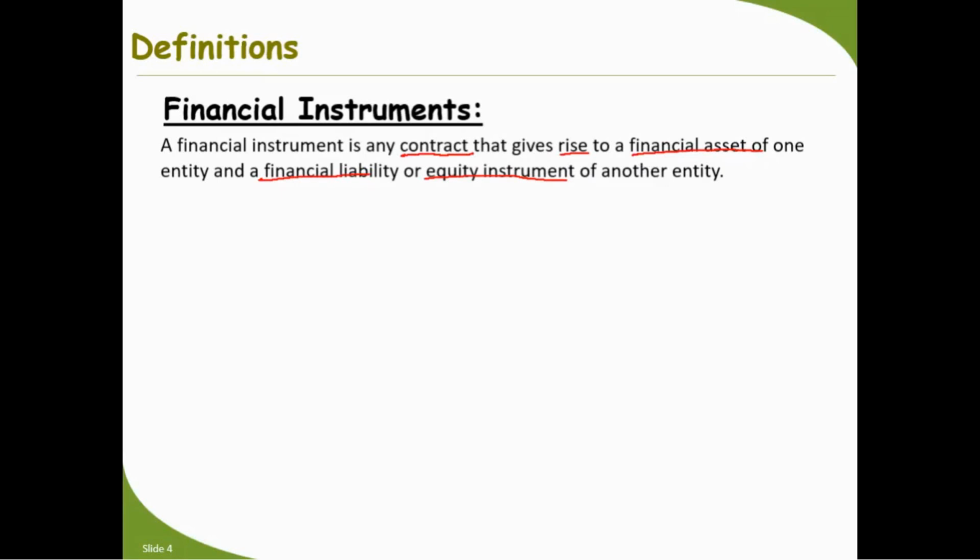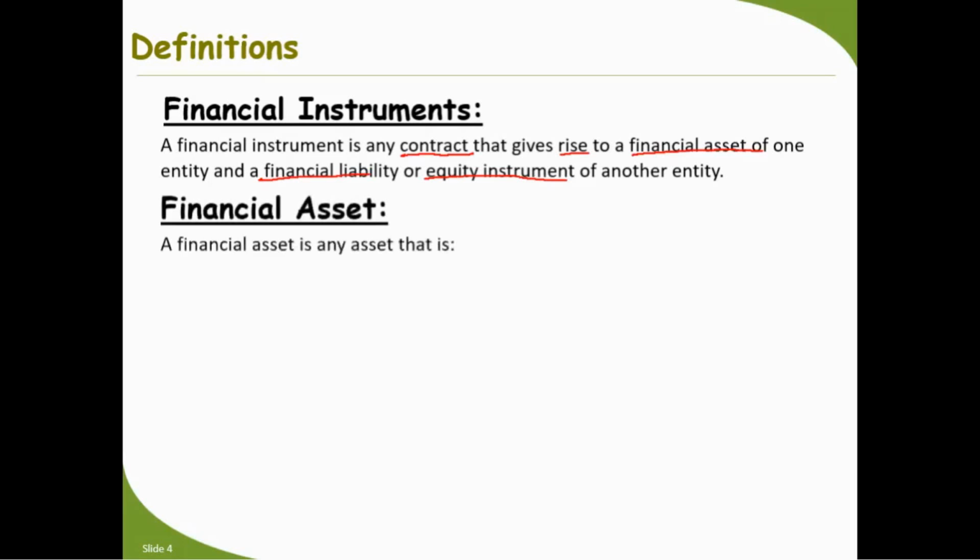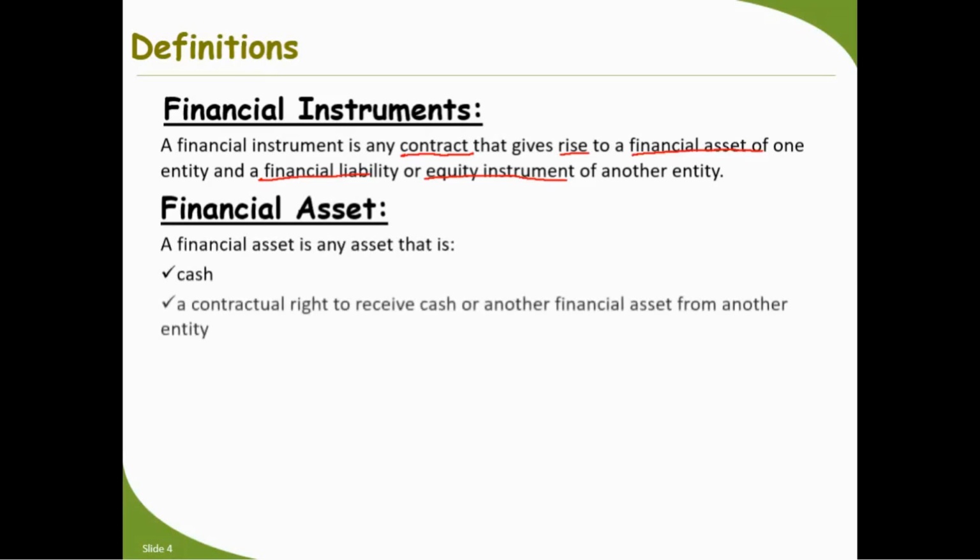Now, what is a financial asset? It is an asset, so it must fulfill the recognition criteria for any asset. It is an asset in the form of cash. If you have cash, that is your financial asset. Or it is a contractual right, under which you will receive cash in future or any other financial asset from another entity.